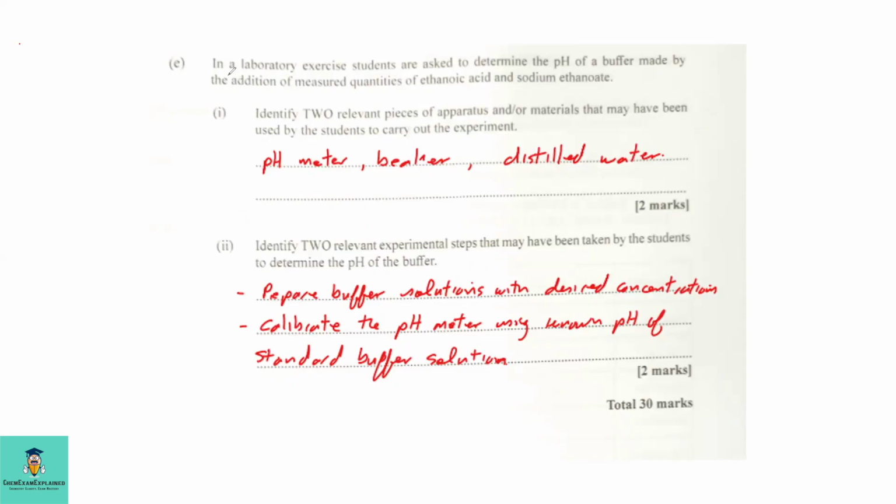2E. In a laboratory exercise, students are asked to determine the pH of a buffer made by the addition of measured quantities of ethanoic acid and sodium ethanoate. So here we have our acid and we have the conjugate base. So this is a weak acid and its conjugate base. So this is an acid buffer.